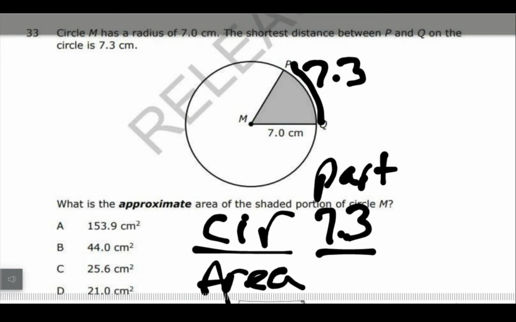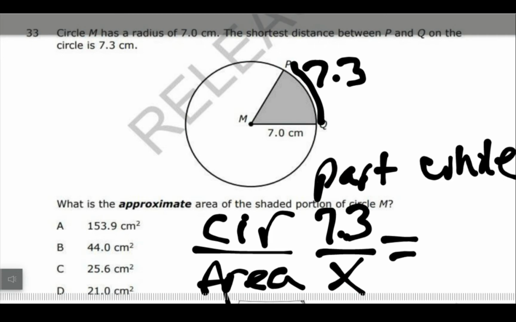All right, and for the part, we want to figure out the area. All right, and then we can figure out the circumference of the whole circle and the area of the whole circle. All right, and put that on the other side. All right, because we're going to compare the part to the whole, and that will help us figure out the part of the circle.